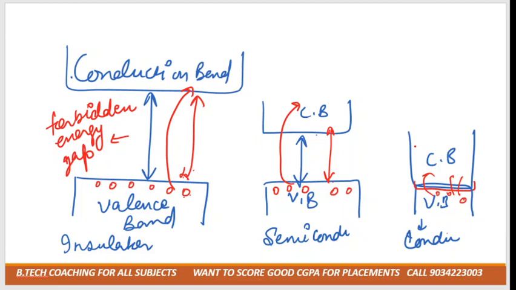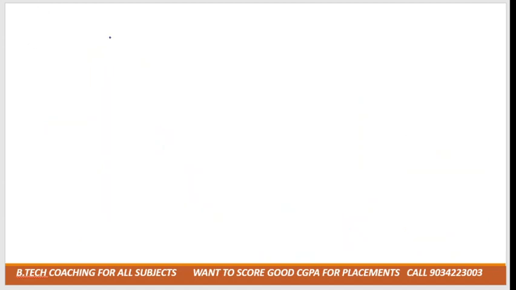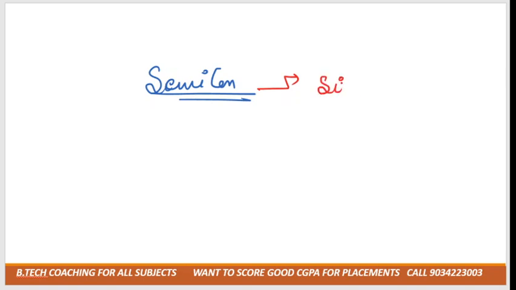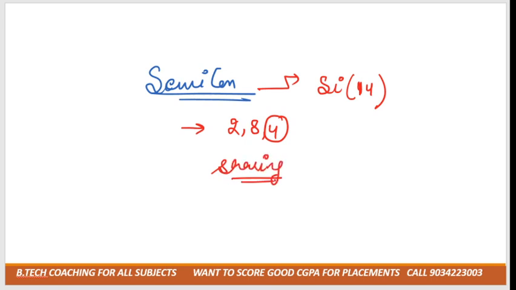Okay, so basically we have properties. What properties do we have? For a semiconductor, suppose I'm taking the example of silicon. Its atomic number is how much? That is 14, that is 2, 8, 4. Okay, so it will form bonds on a sharing basis. You have learned this in the 10th class. One is the ionic bond, right, and one is the covalent bond, right?